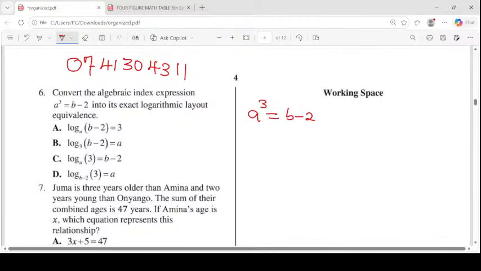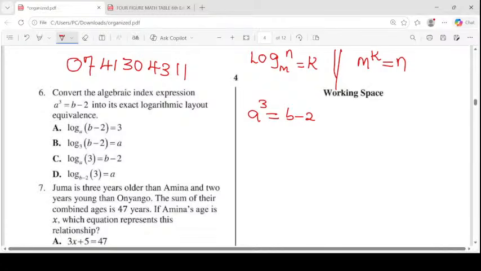I want to give you an example. If I have log of n to base m being equivalent to k, for example, that is the logarithmic form. In index form, this can be written as m power k being equivalent to n. So this time they have given us the index form, and you are told to write it in logarithmic equivalence.